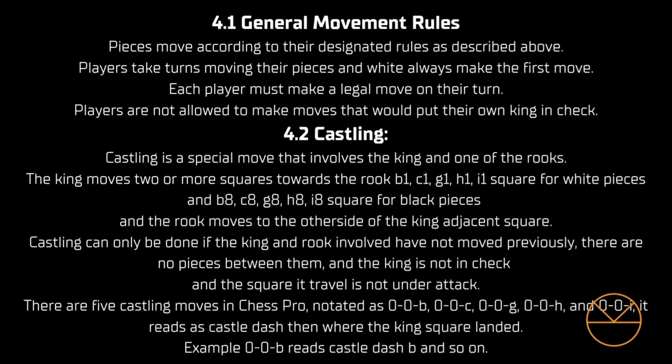There are 5 castling moves in Chess Pro, notated as 0-0B, 0-0C, 0-0G, 0-0H, and 0-0I. It reads as castle dash, then where the king square landed. Example: 0-0B reads castle dash B, and so on.